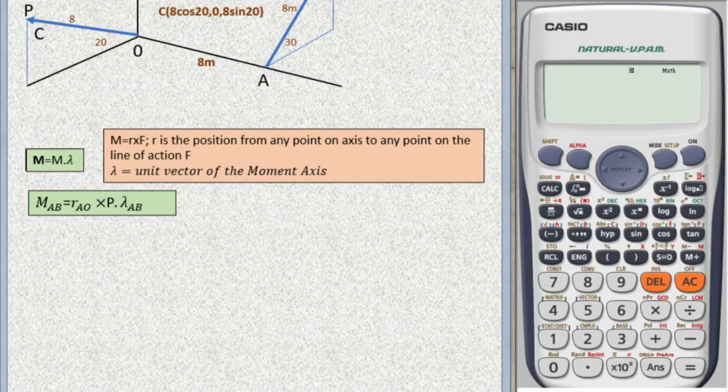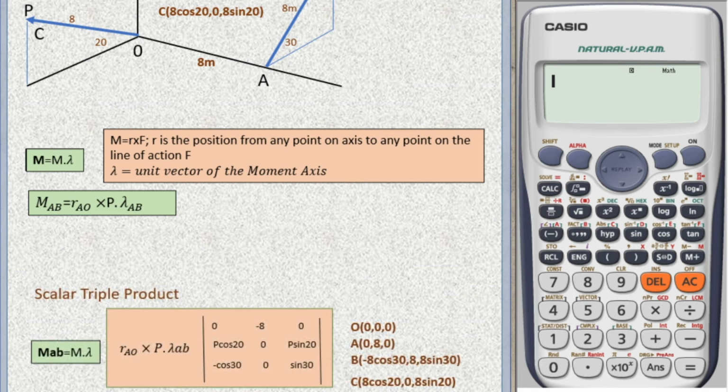And now let's apply this formula using the scalar triple product. For our r_AO, it will be O minus A from our coordinates. So 0 minus 0 is 0, 0 minus 8 is negative 8, 0 minus 0 is 0. And then for our P, as you can see here, for our x-axis, we have P cosine 20, and then 0 for our y, and then here we have the upward component, P sine 20.